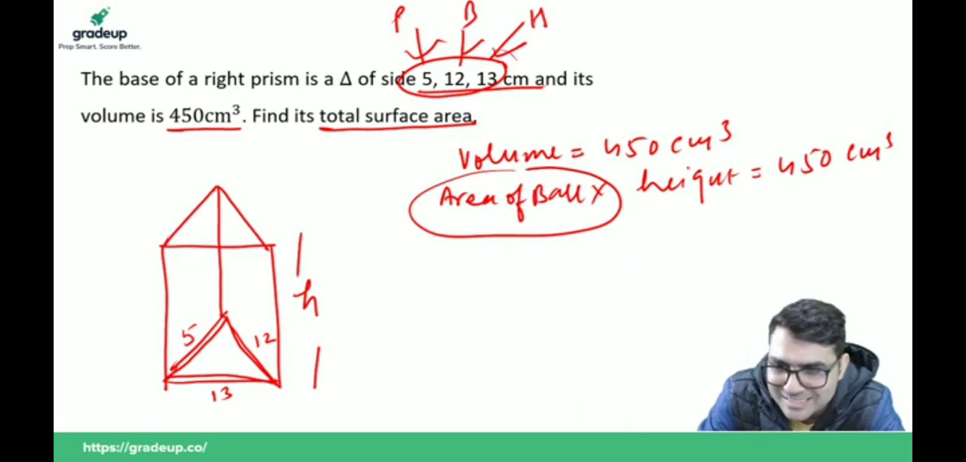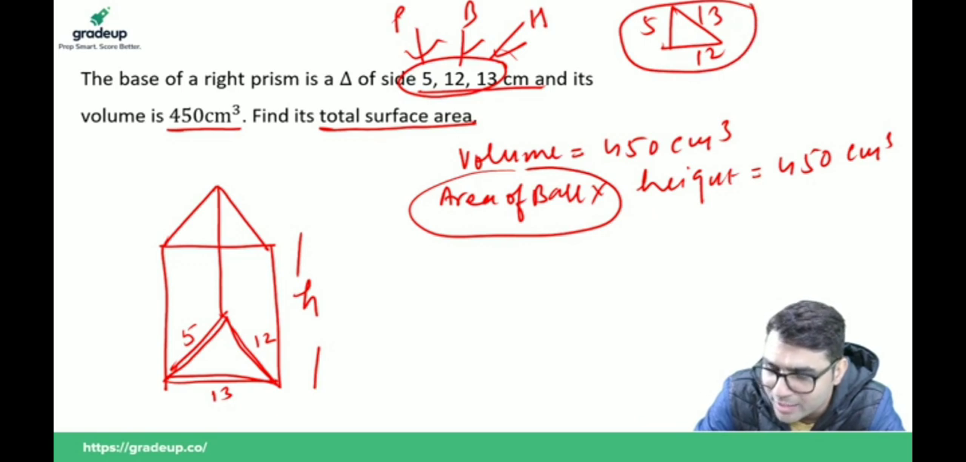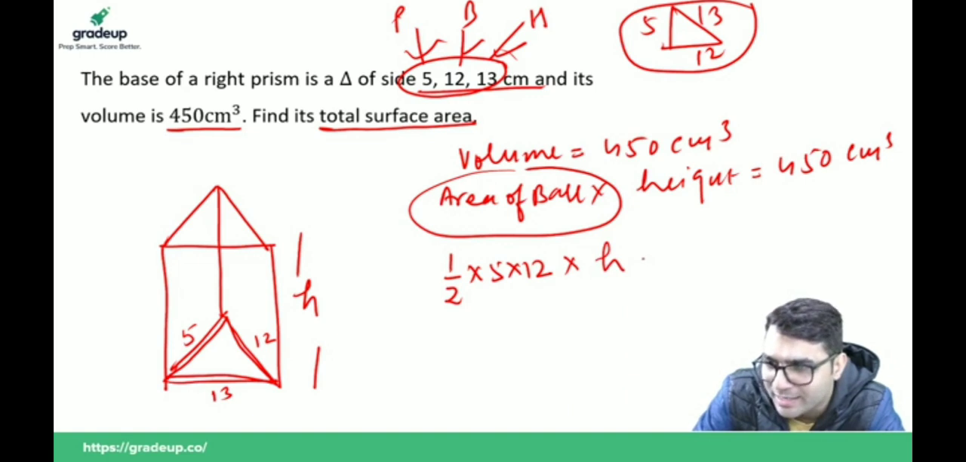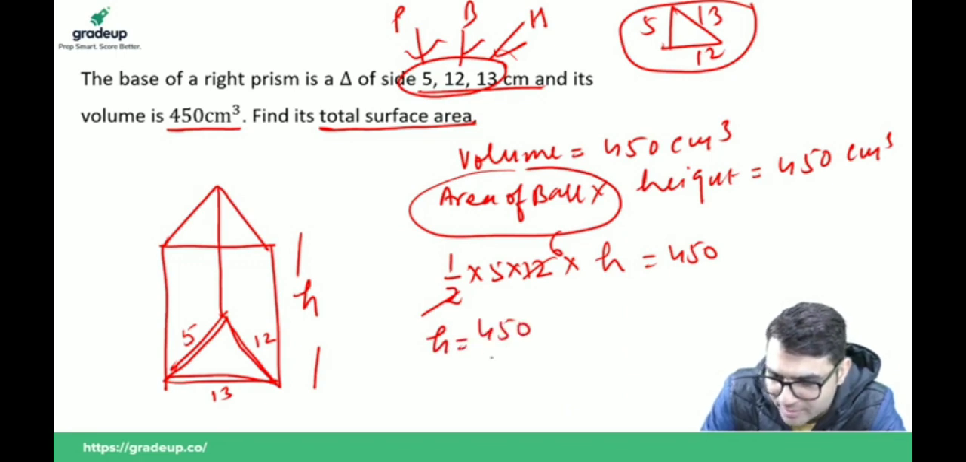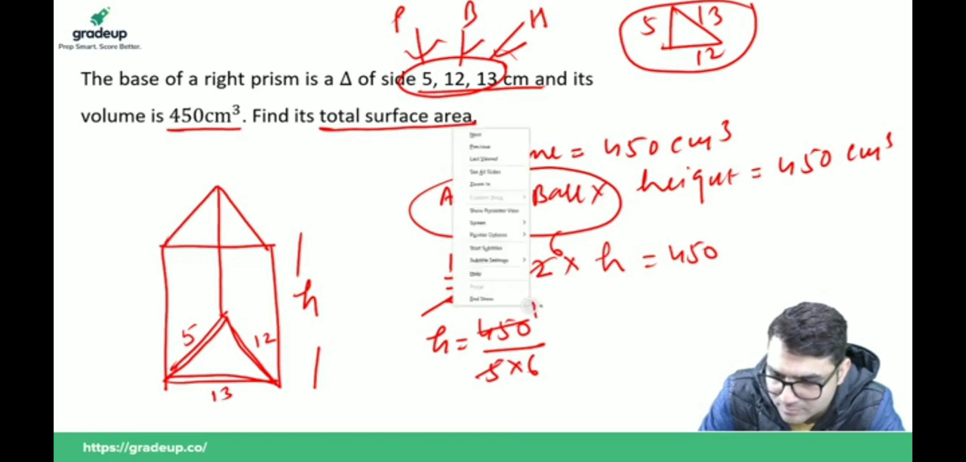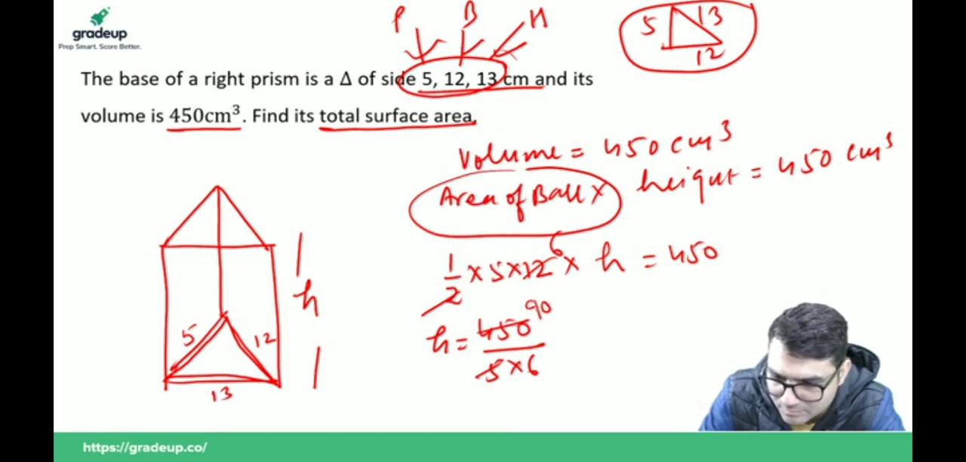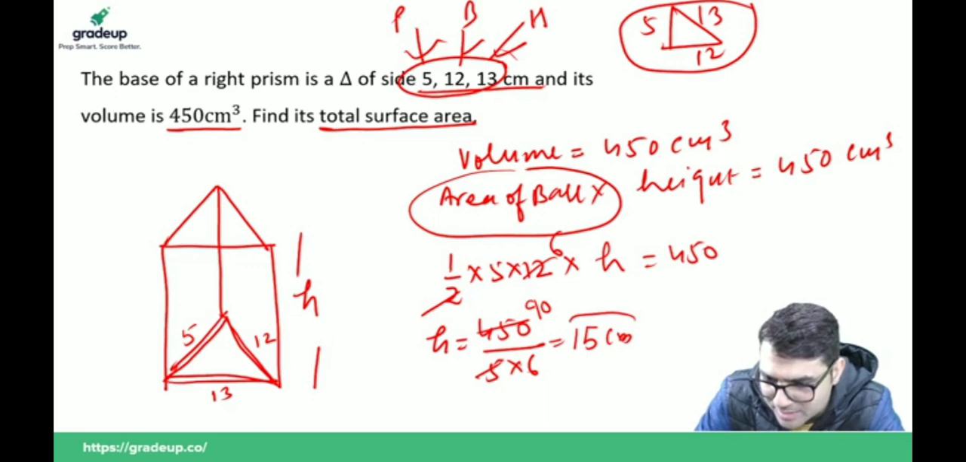So this is a right angle triangle, 5, 12 and 13, and we all know how to find the area of a right angle triangle. This is 1 by 2, 5 into 12, into height, is equal to 450. Now you can easily find the height. 450 divided by 5 into 6, that is 450 divided by 30, which is 15. So 15 centimeter is the height.